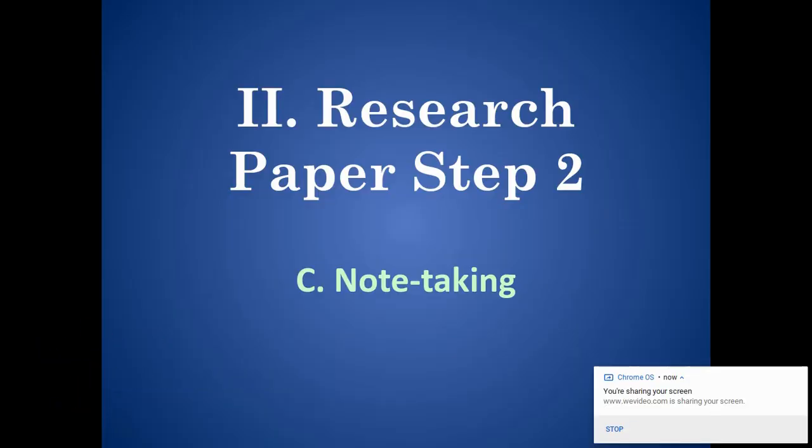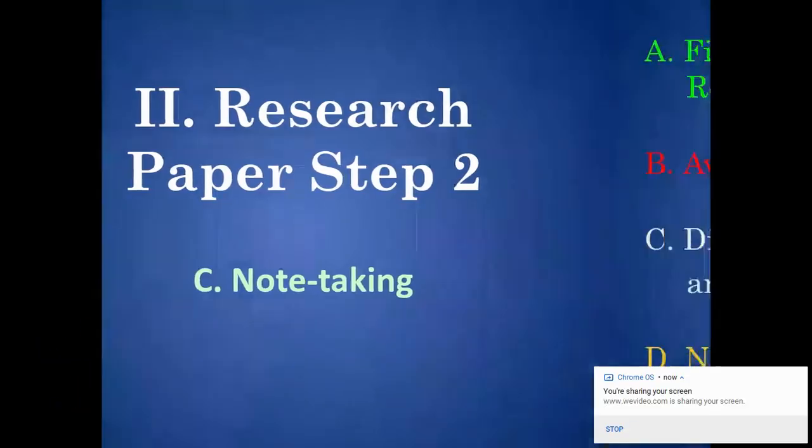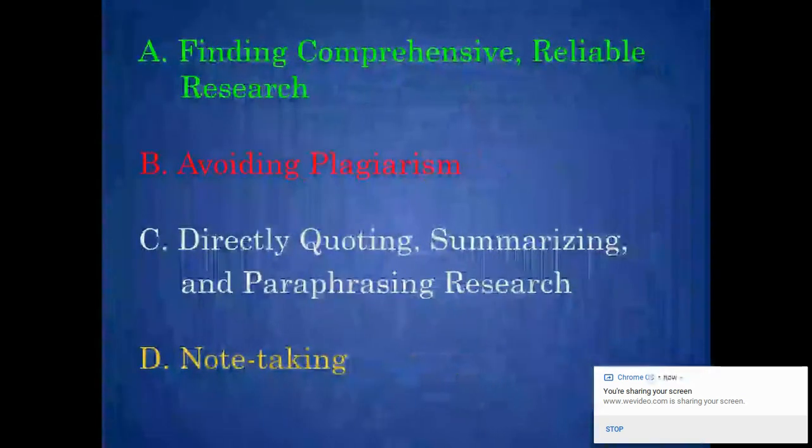We're still in step 2 of the research process, and I just want to go over what we've gone through so far. On Thursday, we talked about how we want to find our comprehensive, reliable research primarily in the databases provided. On Friday, we talked about how to avoid plagiarism, and we should have noticed that a big part of that is making sure that we're organized and responsible about conducting research. And part of that is making sure it's clear when we're directly quoting, when we're summarizing, and when we're paraphrasing. And today we're going to talk about note taking.